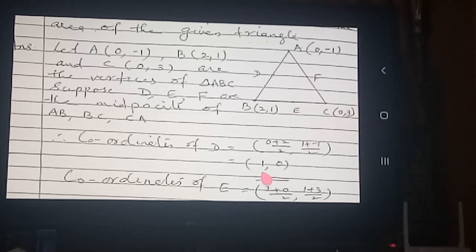Okay, listen here, 0 plus 2 by 2, how much is coming? 2 by 2, that means 1. -1 plus 1 is 0, 0 by 2 is 0. So you got the coordinates of D.